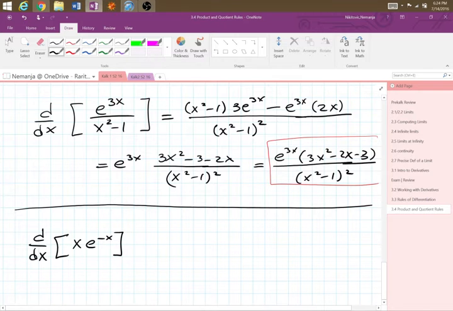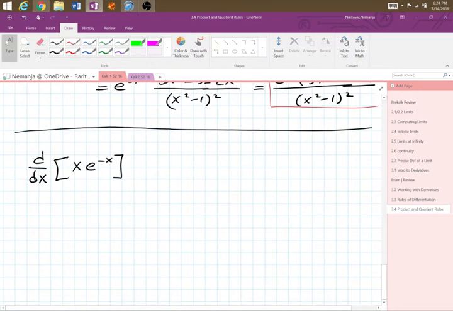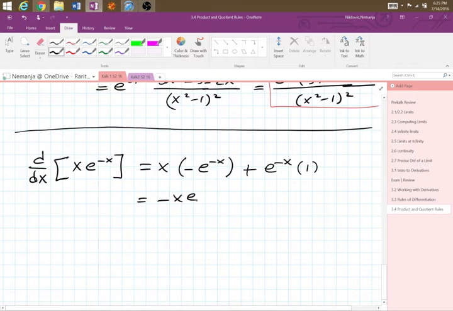Let's take a look at this problem together. We are going to solve this in two different ways. First, since it's set up that way, let's do the product rule, which means copy the first one. The derivative of the second one is negative e to the negative x, because negative x is negative 1 times x, and that negative 1 goes in front, plus e to the minus x times the derivative of x, which is just 1, so we'll leave that there. I have negative x e to the negative x plus e to the negative x.